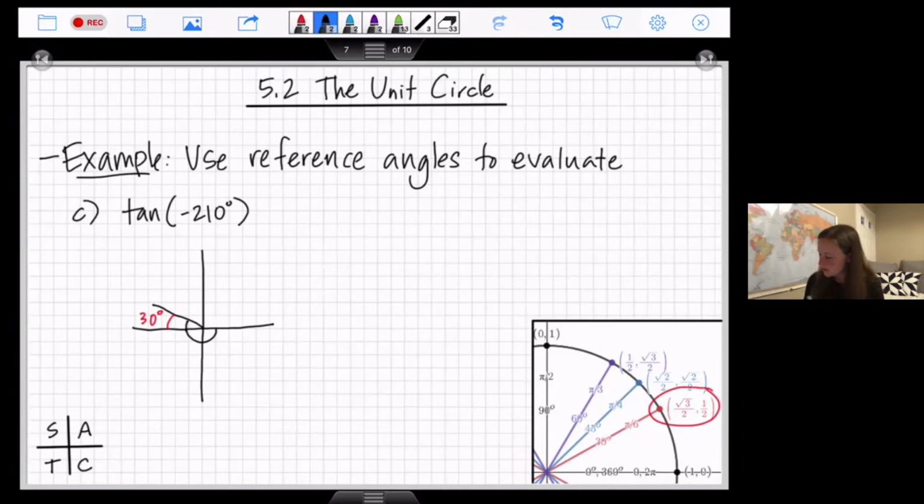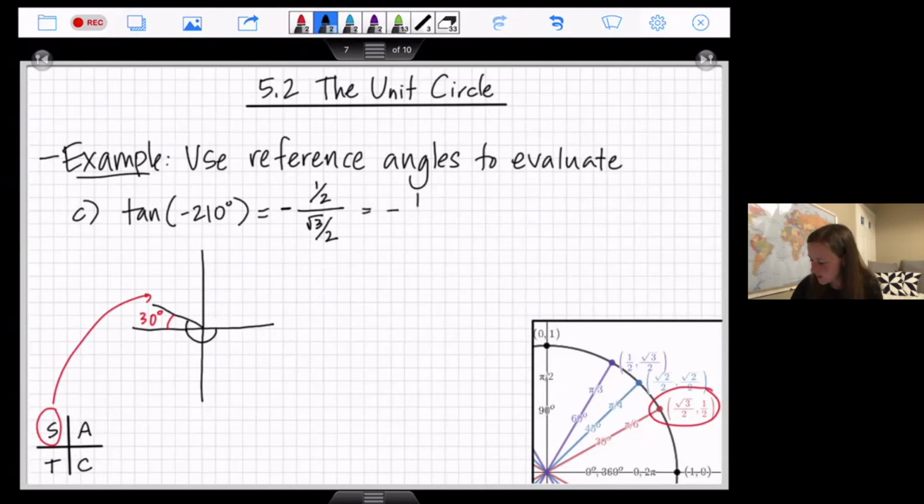All right. So let's see, tangent is equal to sine over cosine, so y over x. So I'm going to do 1/2 divided by root 3 over 2. And then I need to use the ASTC mnemonic to decide if I want to make that positive or negative. I'm over here in the second quadrant. So that means only sine is positive. That means tangent's going to be negative.